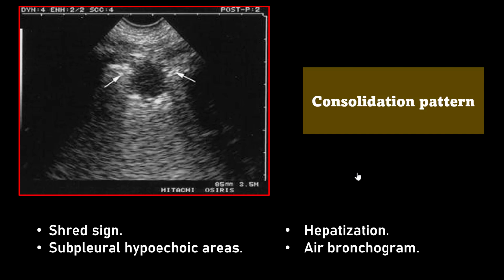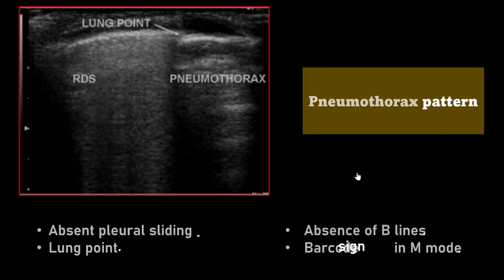The consolidation pattern: you can see first the shred sign. You can see the pleural lining here and the pleural lining here, and then there is a defect or hypoechoic area. This indicates a subpleural consolidation, and you can see a white area here. This is hepatization, and white dots, which indicate air bronchogram or collapsed airways. So this is subpleural consolidation.